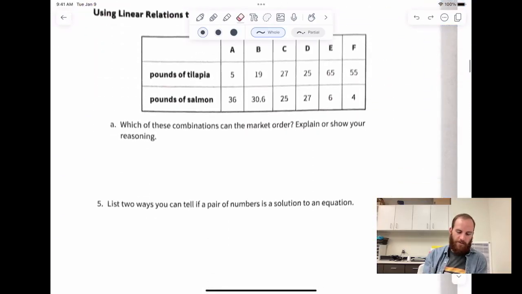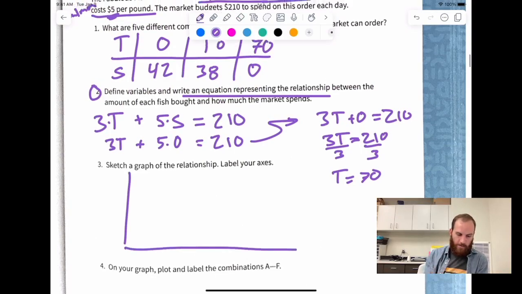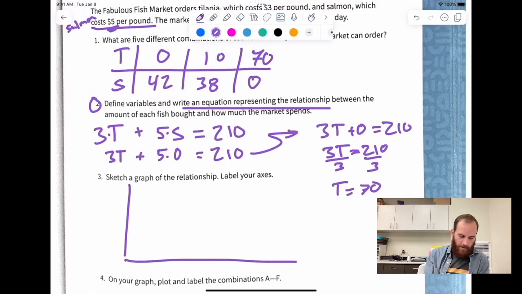If we sketch a graph of the relationship, label our axes, what we're going to end up having is a couple points. Let's do salmon on the x, tilapia on the y, because why not? Your graph should end up with a negative slope. And we can see that this is an indirect relationship. As tilapia is increasing, the salmon is decreasing. We can also see that on the graph.